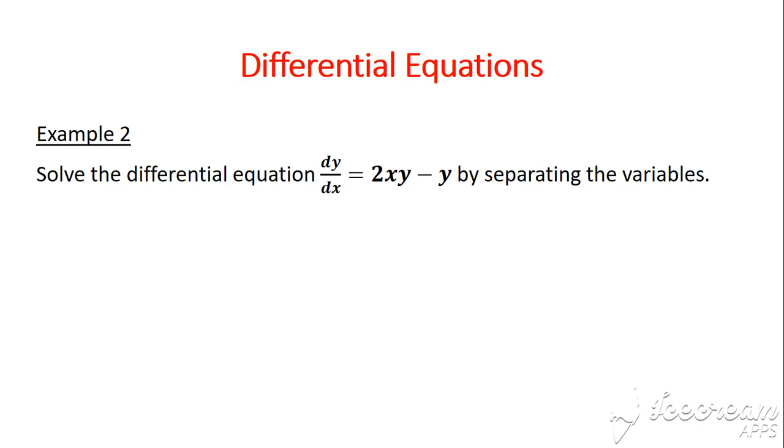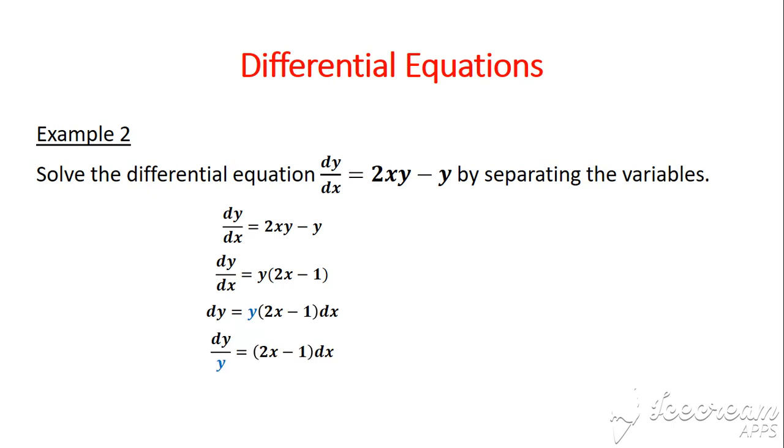Solve the differential equation dy over dx is equal to 2 times x times y minus y by separating the variables. Right, let's write down the question, and here we go. First of all, there's a y common to both, so let's factorize out the y. Right, now let's times both sides by dx. Now let's divide both sides by y. Right, on the left-hand side, I'm just going to write it as 1 over y times dy. Right, let's put it up here on the other side.